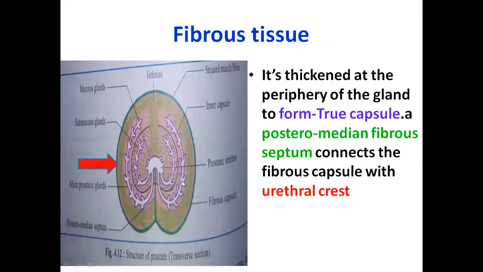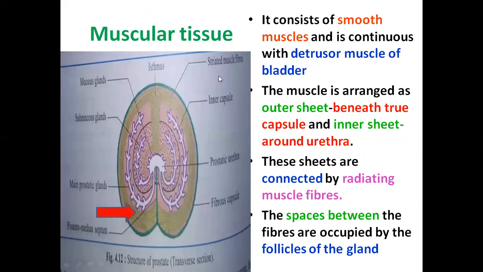Now this fibrous tissue is outside. It is thickened at the periphery of the gland to form the capsule. A posterior-median fibrous septum connects the fibrous capsule with the urethral crest. The muscular tissue consists of smooth muscles and it is continuous with the detrusor muscle of the urinary bladder.